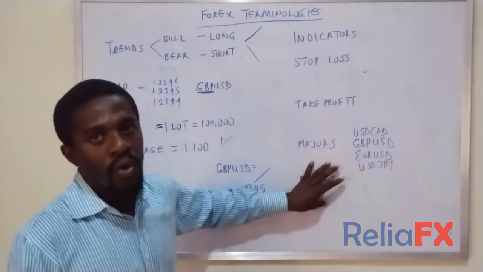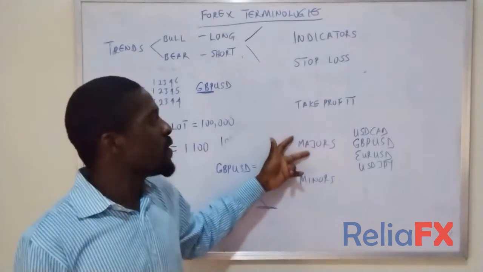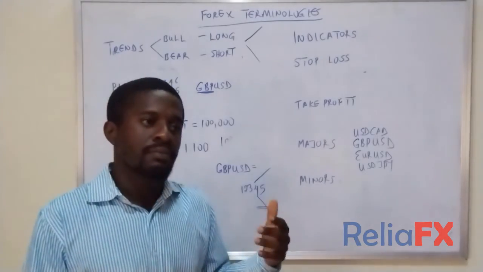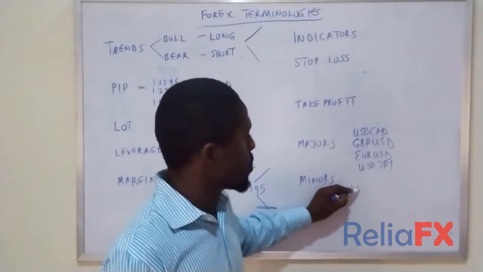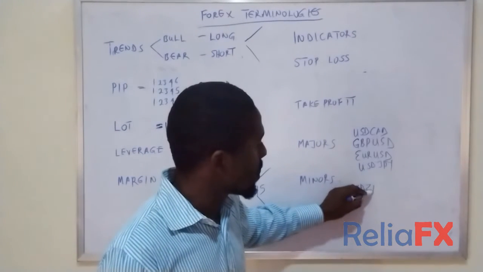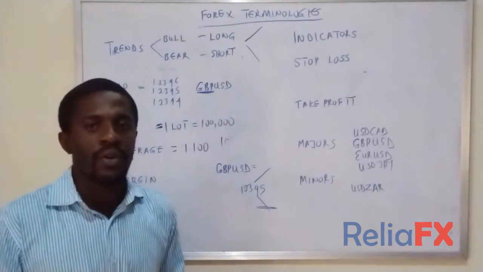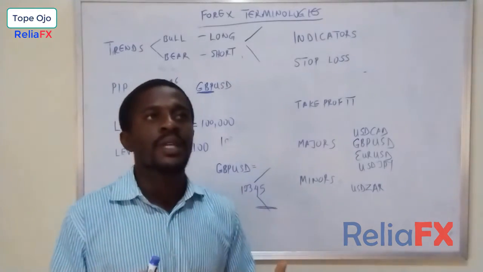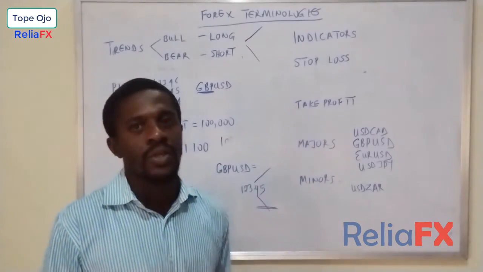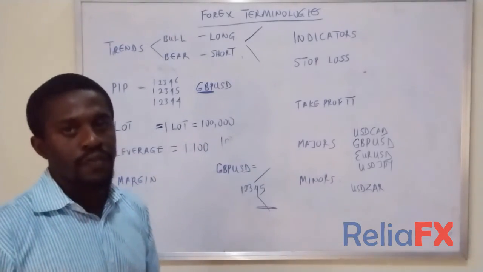And then we have minor currency pairs, or what we call minors. Minors are currency pairs that are not as heavily traded as the majors. So you can have US dollars versus the South African rand, which is represented by ZAR. That is an example of a minor currency pair that is not heavily traded. They are not as important in international trade as the majors. Right, so these are the major terminologies you're going to be working with in your Forex trading experience.